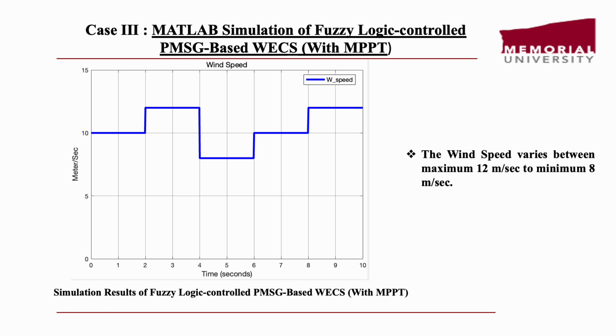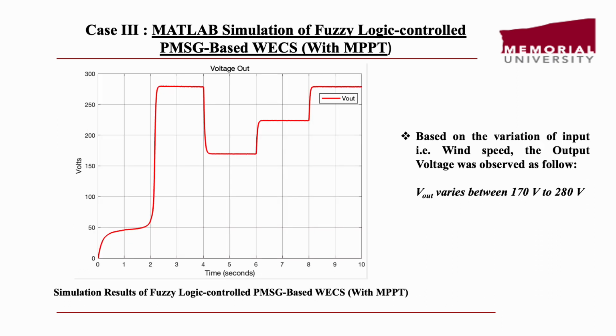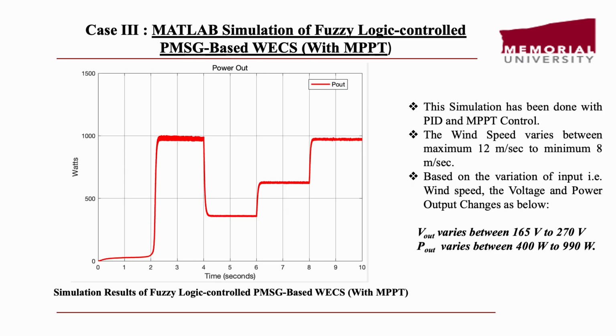The same wind speed varies from 8 to 12 meters per second, and here you can see that this is a fuzzy logic MPPT pulse, which obviously differs from the PI based MPPT pulse. Here is the voltage output we get from this simulation, and it varies from 170 volt to 280 volt. Accordingly, this is the power output, which varies from 400 watt to 990 watt.